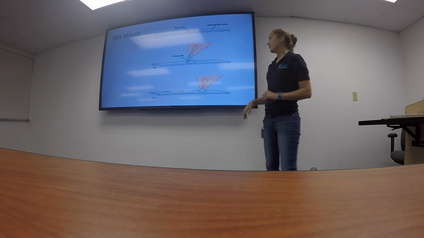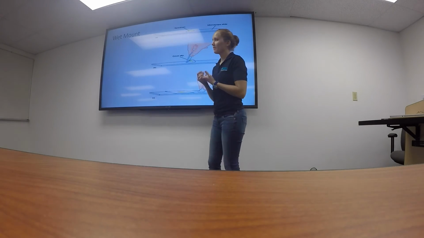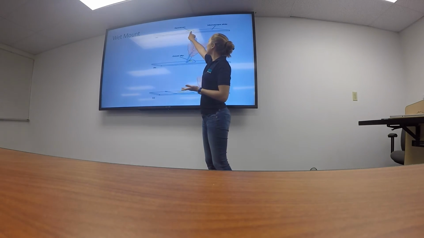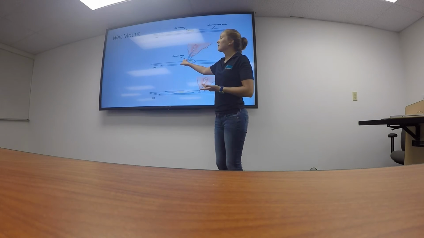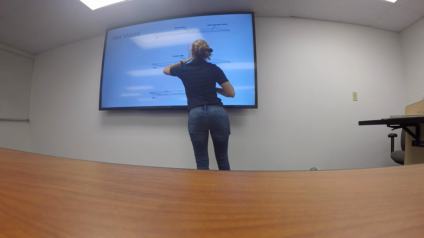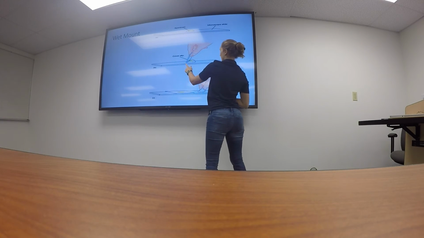And then lastly, we're going to create a wet mount. A wet mount is when we have a blank slide, and we put a drop of a specimen on the slide like this. Then we take a cover slip, hold it at one end, and drop it down, keeping contact on this side.